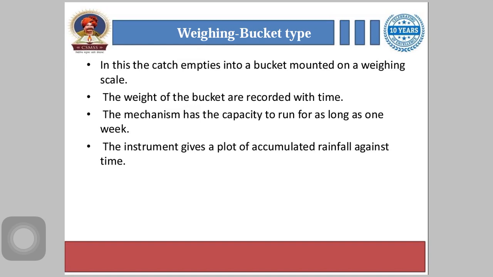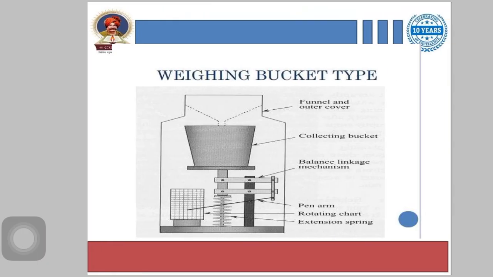In this, the catch empties into a bucket mounted on a weighing scale, and the weight of the bucket is recorded with the time. The mechanism has the capacity to run for as long as 1 week, and this weighing type instrument also gives us the plot of accumulated rainfall against the time.